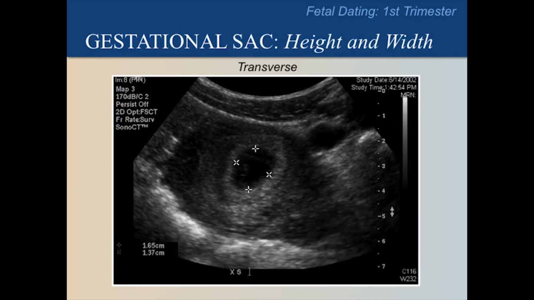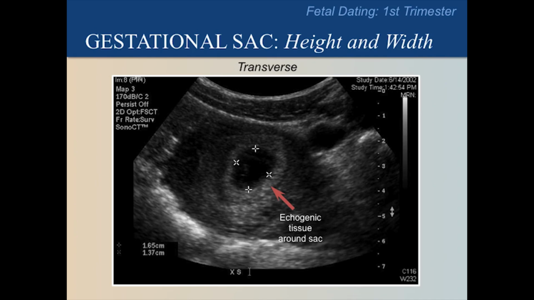This is a transverse scan or cross-section of the uterus with a gestational sac that will be used to measure the height and width of the gestational sac. The echogenic tissue around the sac is normal and is shown here. Be sure to measure only the fluid, not the echogenic tissue. If you include the echogenic tissue, the fetal age will be too old.